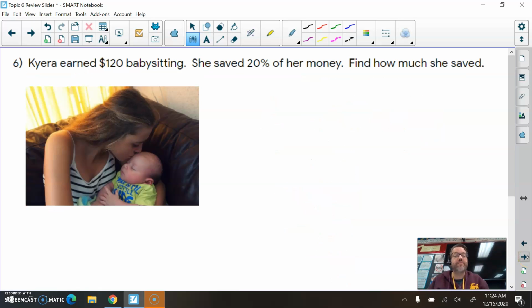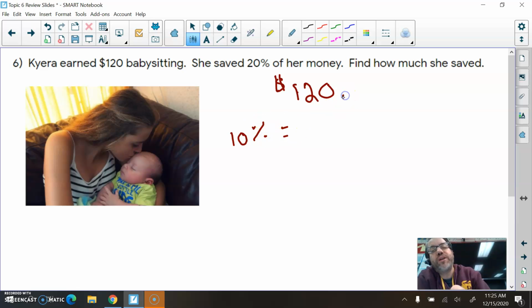All right, number 6. Kyera earned $120 babysitting. She saved 20% of her money. Find how much she saved. The easiest way to do this problem is we have $120. You could find 10% of that very quickly by just moving the decimal point left one space. Remember, that's how you find 10% of something. You just divide by 10. 10% is $12.